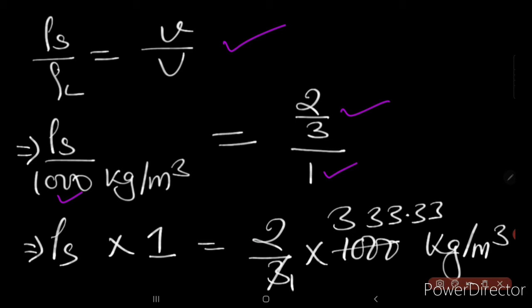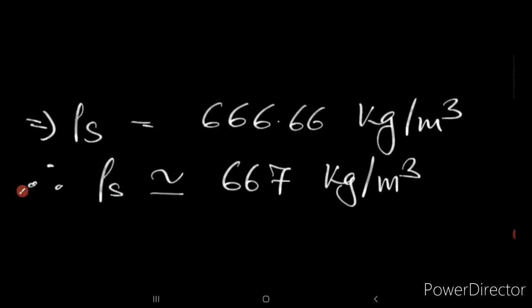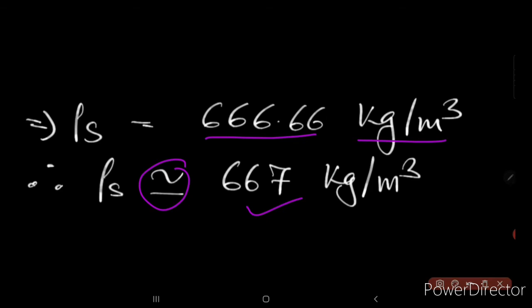Now if I cross multiply and solve this, I am getting it to be rho s equals 666.66 kilogram per meter cube, right, which is nearly equal to 667 kilogram per meter cube. So I hope you have understood question number 1.